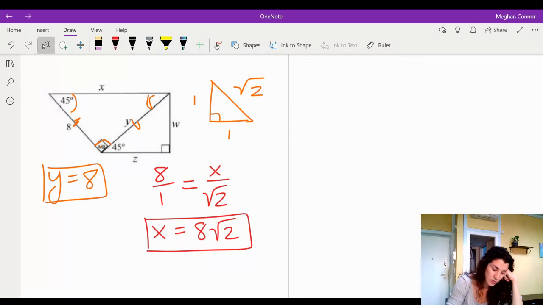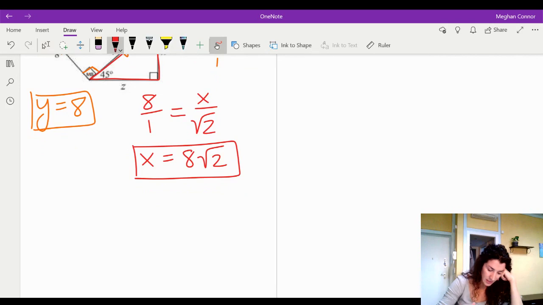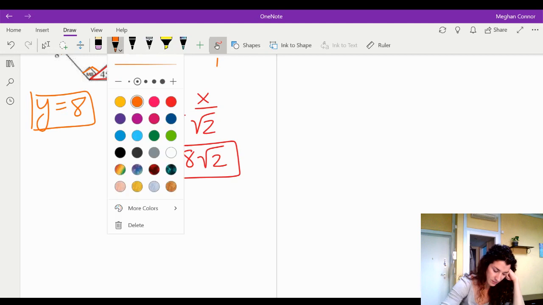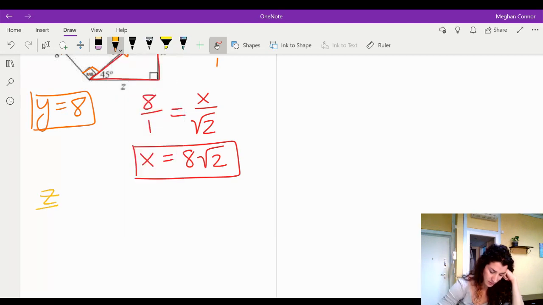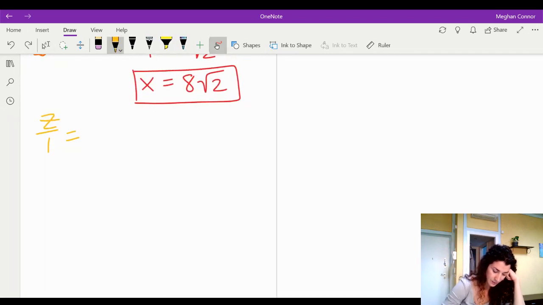Now, shifting gears, we're looking at this right triangle in order to solve for z and w. It's another 45, 45, 90, which means that we know that z and w are going to be equal to each other, but we need to solve for them first. Z matches up with 1. Equals, and then what we do have in that triangle is the hypotenuse, y, which is 8. And that matches up to the square root of 2.